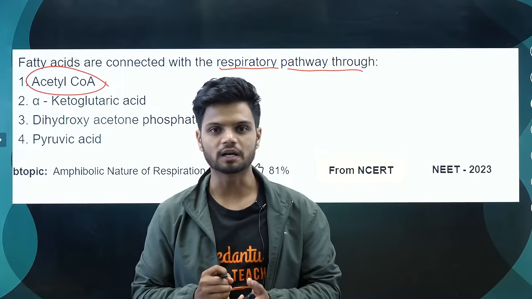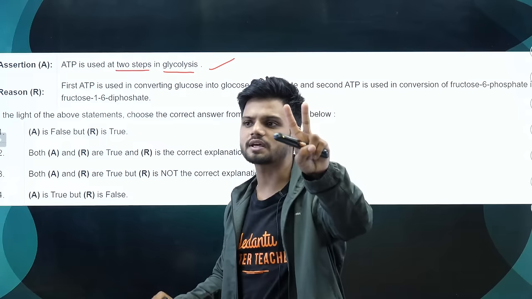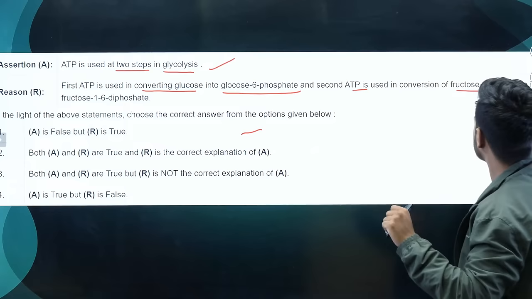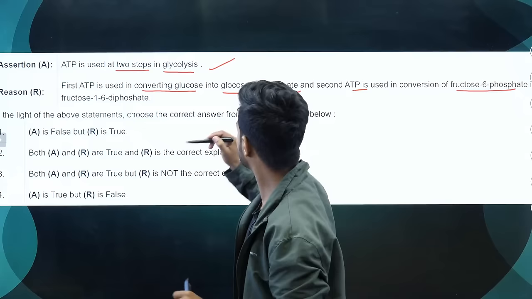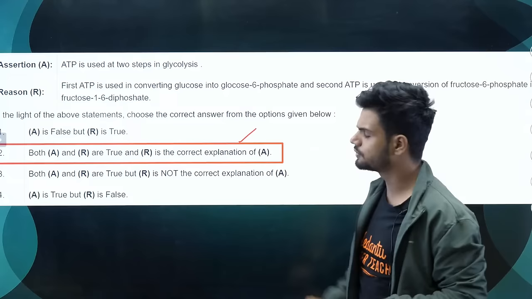Next question. ATP is used at 2 steps in glycolysis. Yes, in the preparatory stage, at 2 stages it has been used. The first step is converting glucose to glucose 6-phosphate. True. The second step is conversion of fructose 6-phosphate to fructose 1,6-bisphosphate. If you notice clearly, one additional phosphate is added, and it is true that ATP is being used in these two places. So A is true and R is the correct explanation of A. ATP is being consumed in those two places.